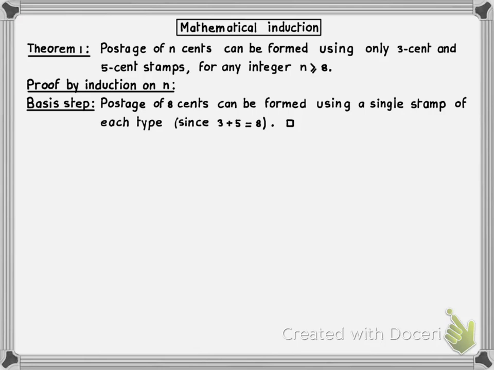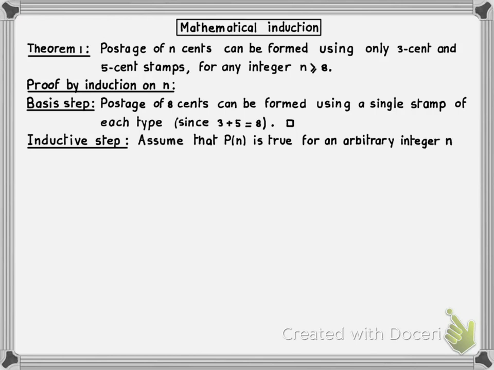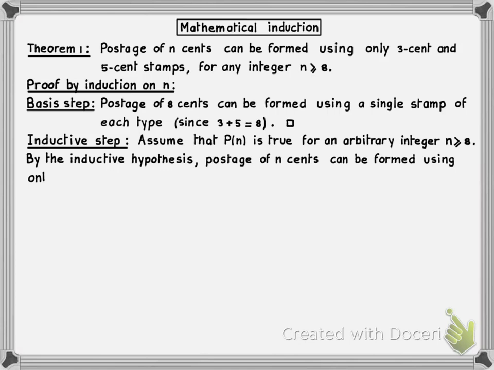Now let's write the proof for the inductive step. We start by assuming that P(n) is true, where n is an arbitrary integer greater than or equal to 8. So we can use the inductive hypothesis right away, that is P(n), to infer that postage of n cents can be formed using only 3-cent stamps and 5-cent stamps.